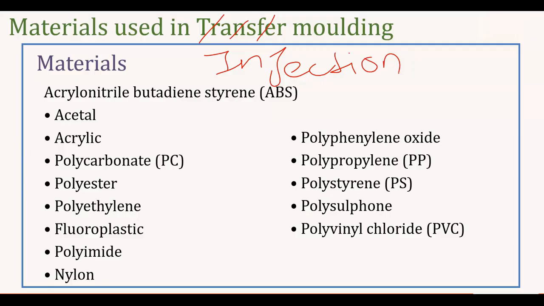Almost any plastic material, that means any thermoplastic material, can be used in the injection molding process, starting from ABS (acrylonitrile butadiene styrene), acrylic, polycarbonate, polystyrene, polyethylene, and also some of the engineering plastics like polypropylene, polysulfone, PVC, nylon, and polyimide. Almost every type of thermoplastic can be used in injection molding, because about 70 to 80% of all plastic components are made by the injection molding process only.